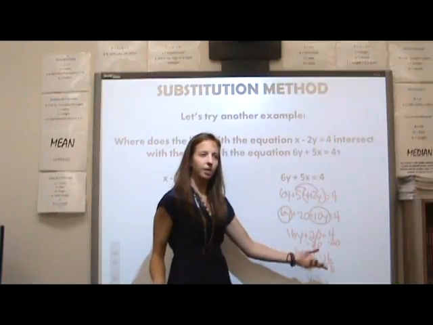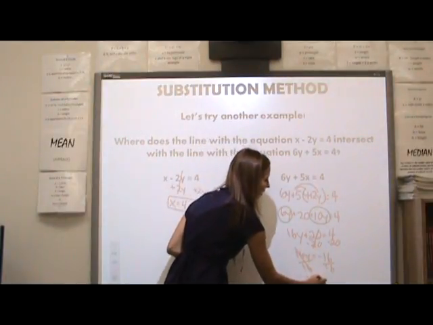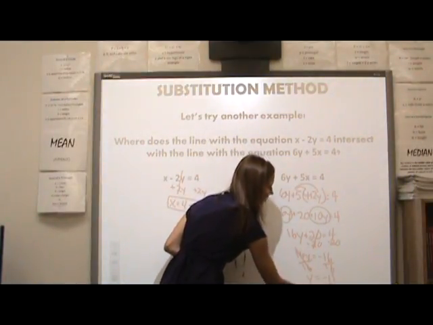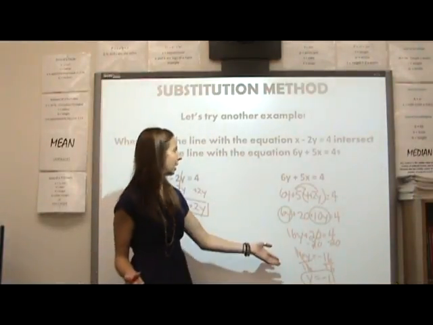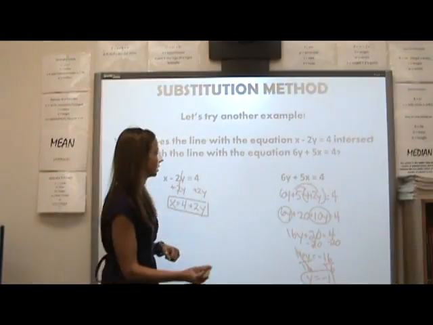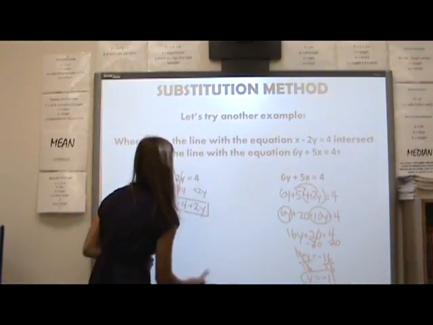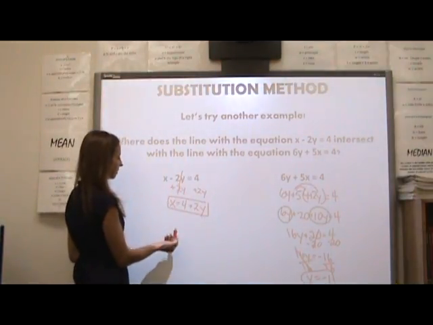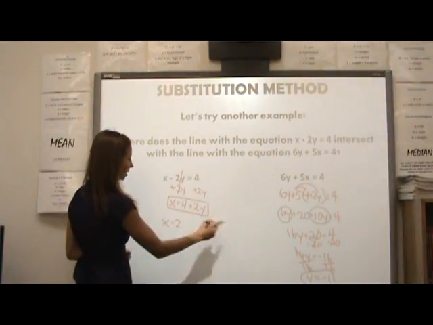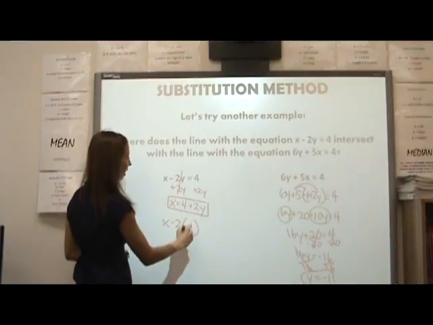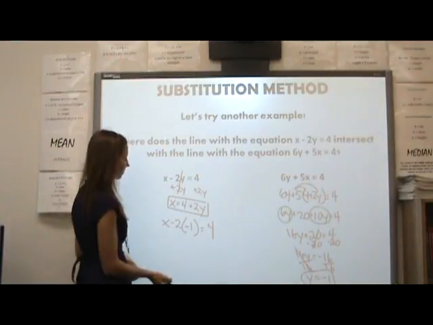Negative 16 divided by a positive 16 is going to give us a negative 1. Again, we've solved half of our equation because we now need to find out what our x value is. So we're going to take the y and come back over here and plug it in. So we have x minus 2 times negative 1 is our y equals 4.